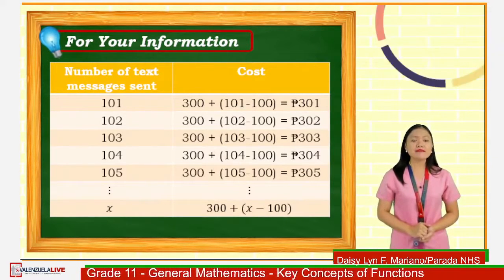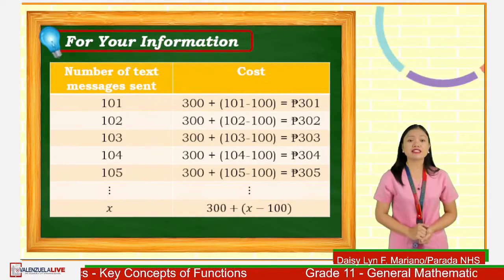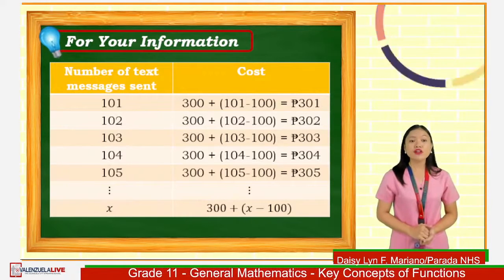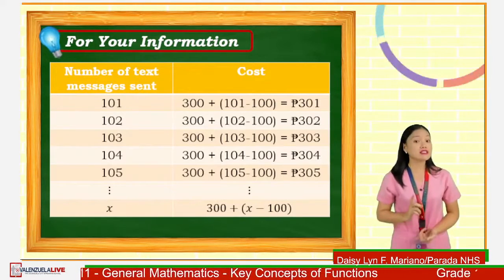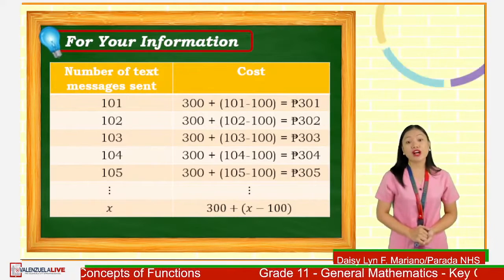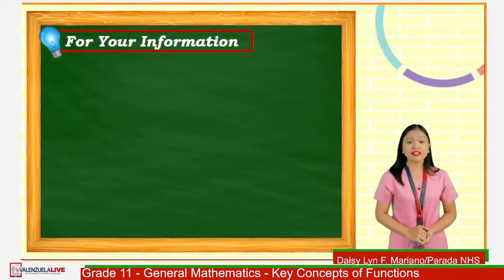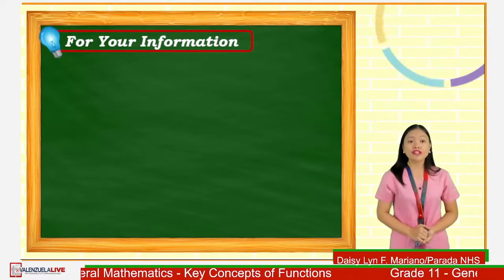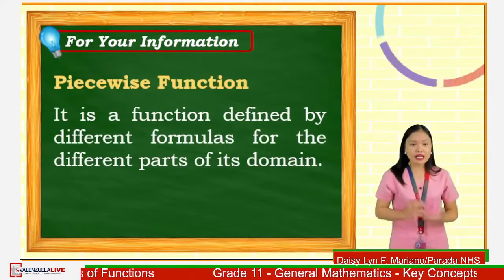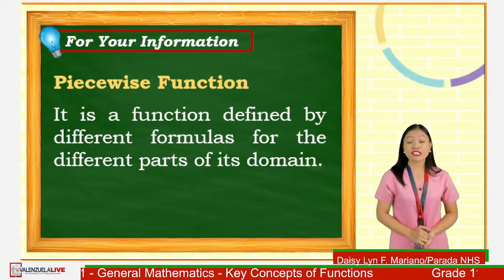Observe that the number of exceeding messages is computed by subtracting 100 from the total number of text messages sent. Hence, if there are x messages sent, there are x minus 100 exceeding text messages. Thus, the cost for this will be 300 plus the quantity x minus 100. Since the cost varies based on the two conditions in the problem, the function involved in relating the number of text messages sent and its cost can be expressed as a piecewise function. A piecewise function is a function defined by different formulas for the different parts of its domain.